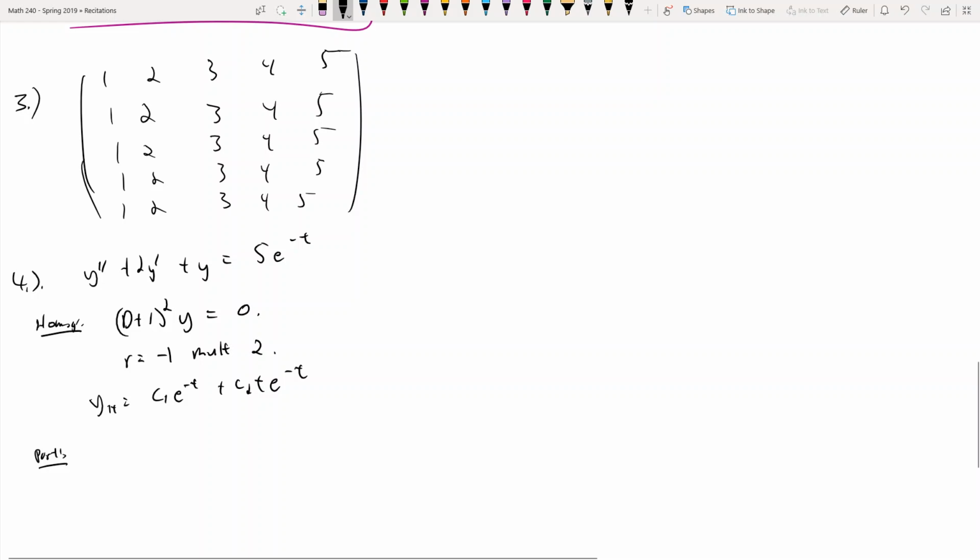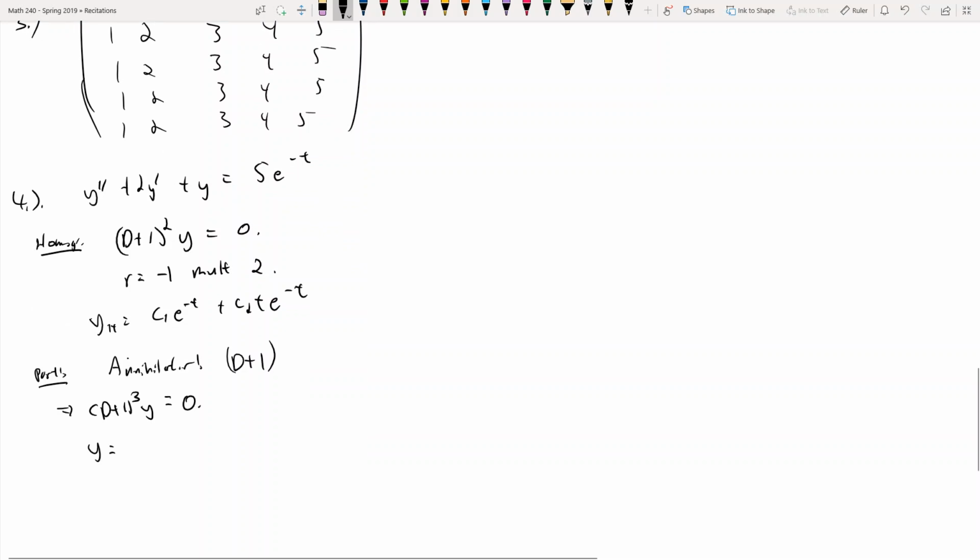Now we look at the particular. So what is the annihilator? D plus 1. Yeah, so please use the annihilator for this problem. Don't use variation of parameters or reduction of order. I guess you can use reduction of order, but because the annihilator is D plus 1, if I go back to my original equation, I'll get D plus 1 cubed applied to y is equal to 0. So now I get y is equal to c1 e to the negative t plus c2 t e to the negative t plus c3 t squared e to the negative t. And this is my new term, so this is my particular.